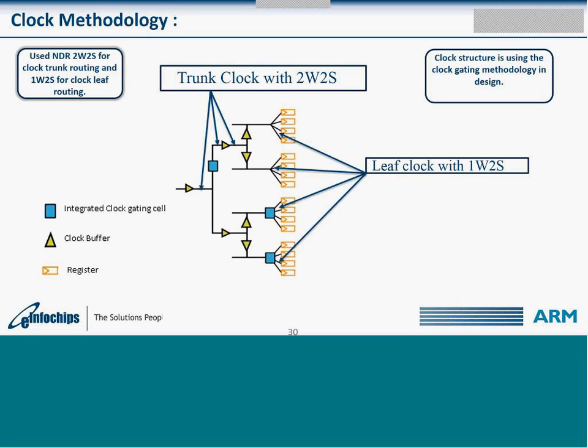So we wanted to use a double width, double spacing to reduce the resistivity on the nets, and at the same time, to avoid any signal integrity issues or blinking, basically.